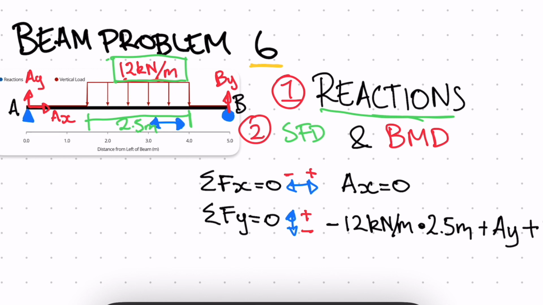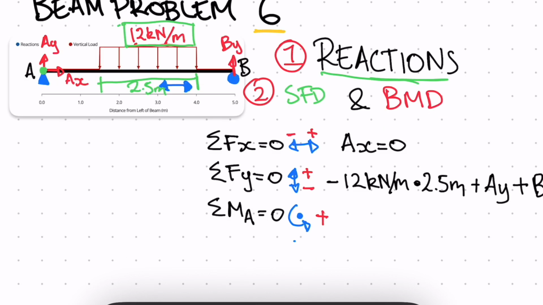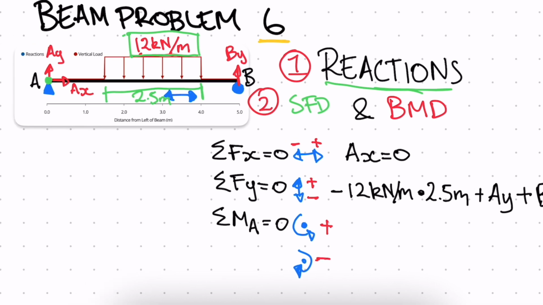And now we need to write our sum of moments around a point. We can choose A or B, so let's choose A. We'll look at the moments around point A, so sum of moments around point A is equal to 0. Any moments acting anti-clockwise we'll call positive, and any moments acting clockwise we'll call negative. So we have our 12 kilonewtons per meter acting down.